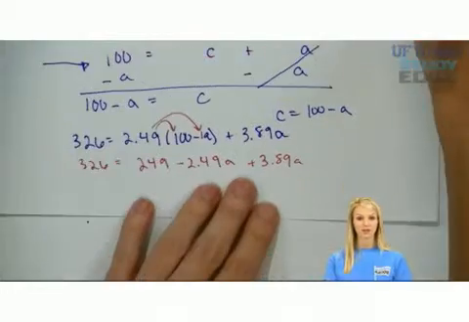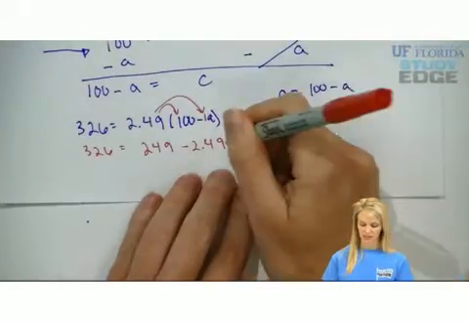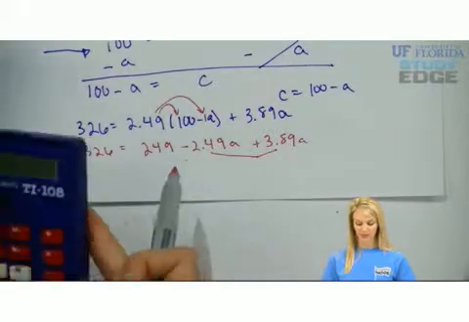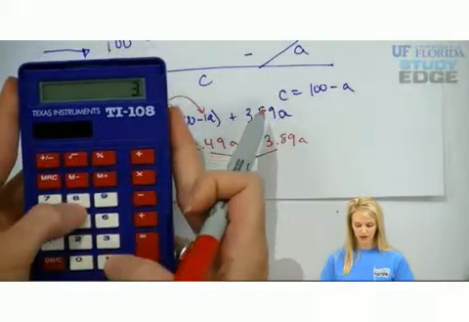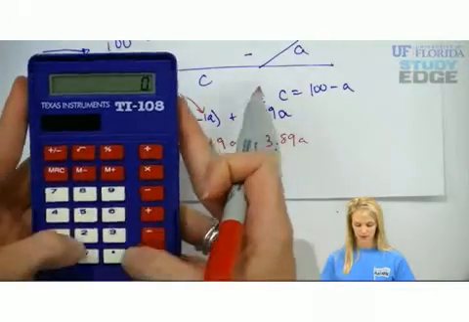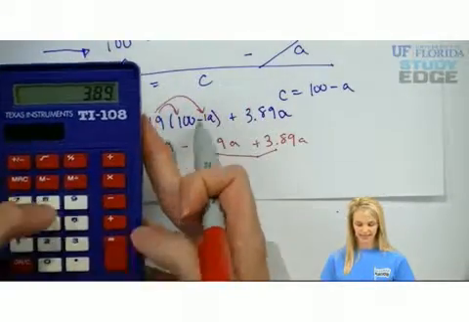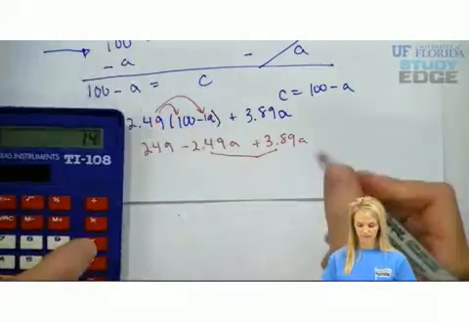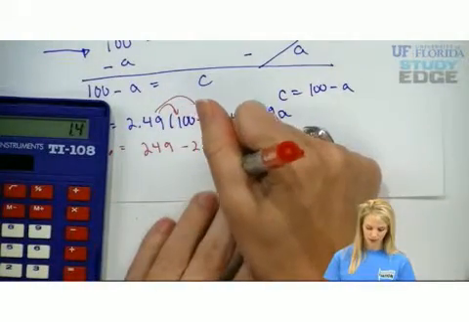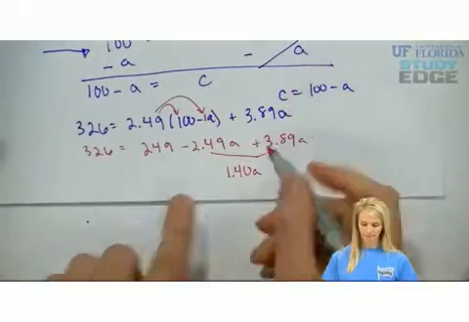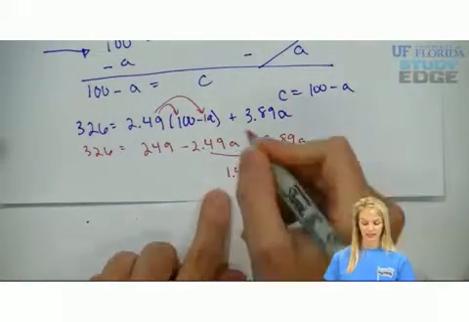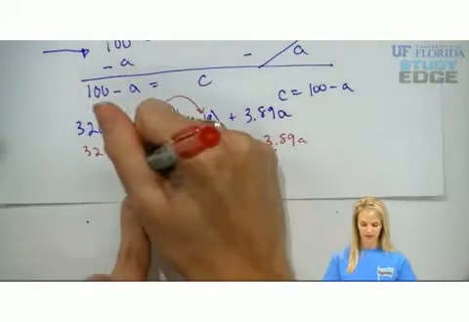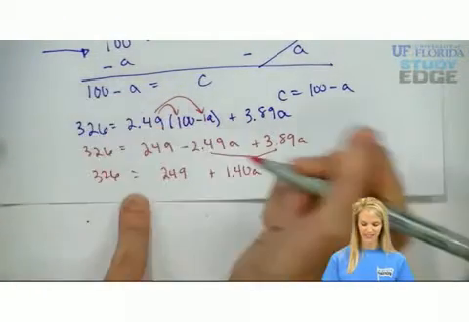$3.89 times A. Well, now we need to combine like terms. This is just like a solving for X problem. We need to combine our like terms. Well, both of these have an A, so we can combine them. We do $3.89 minus $2.49 gives us 1.40A. Well, is that a positive or a negative? It's a positive. And we still have that 249. That is all equal to 326.